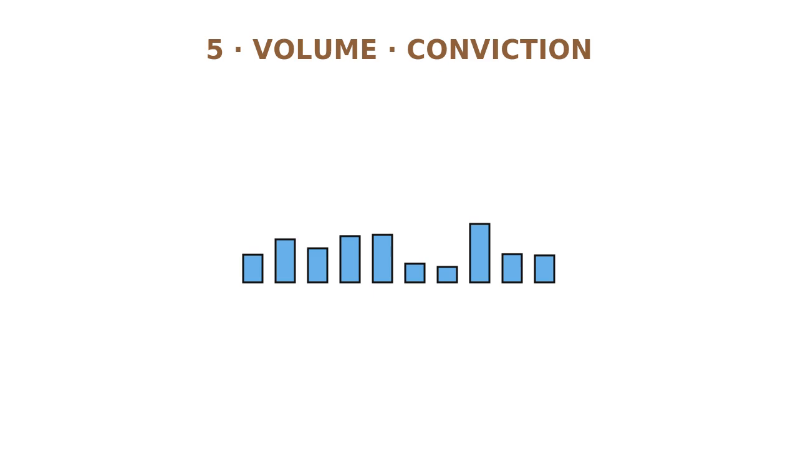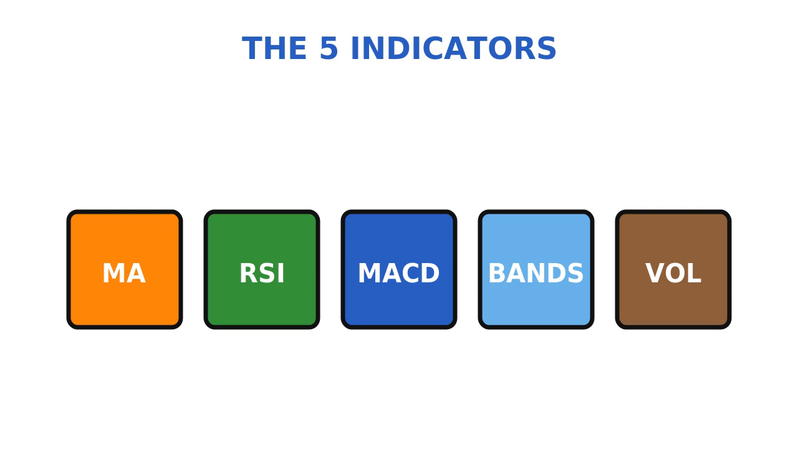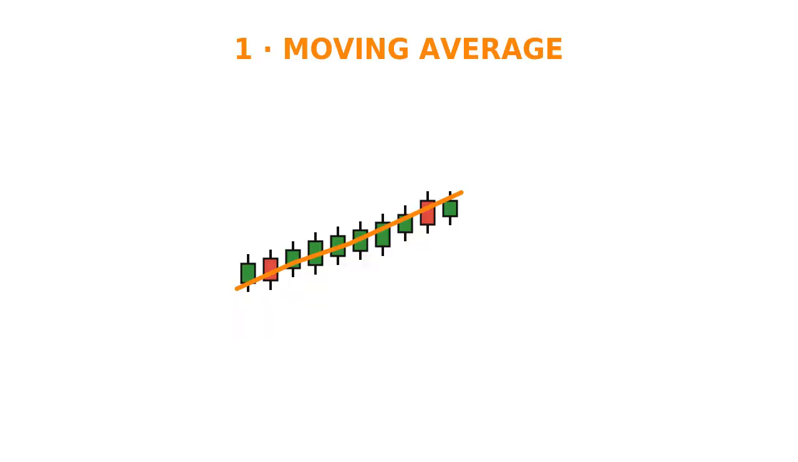So there is your toolkit. The moving average for the trend, the RSI for how stretched it is, the MACD for momentum, Bollinger Bands for volatility, and volume for conviction. 5 lenses, each answering a different question about the same price.